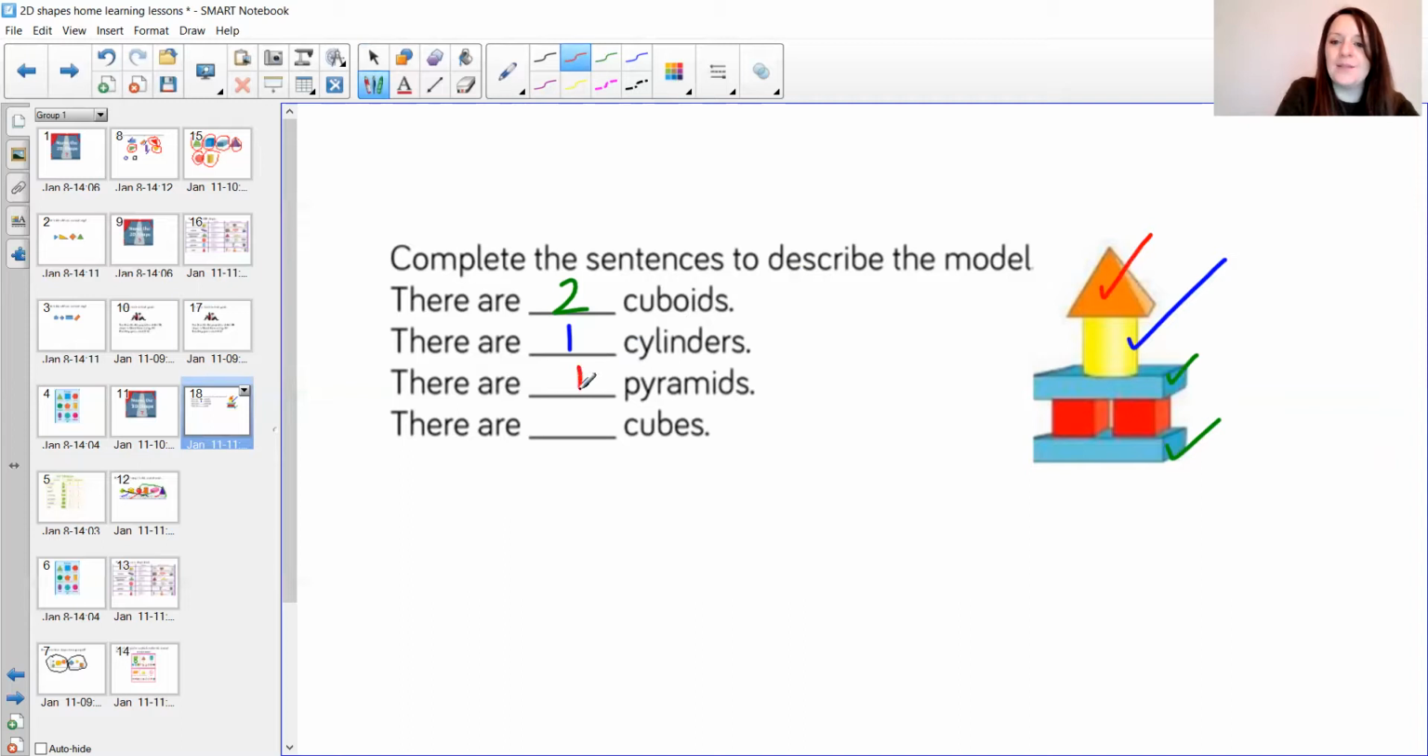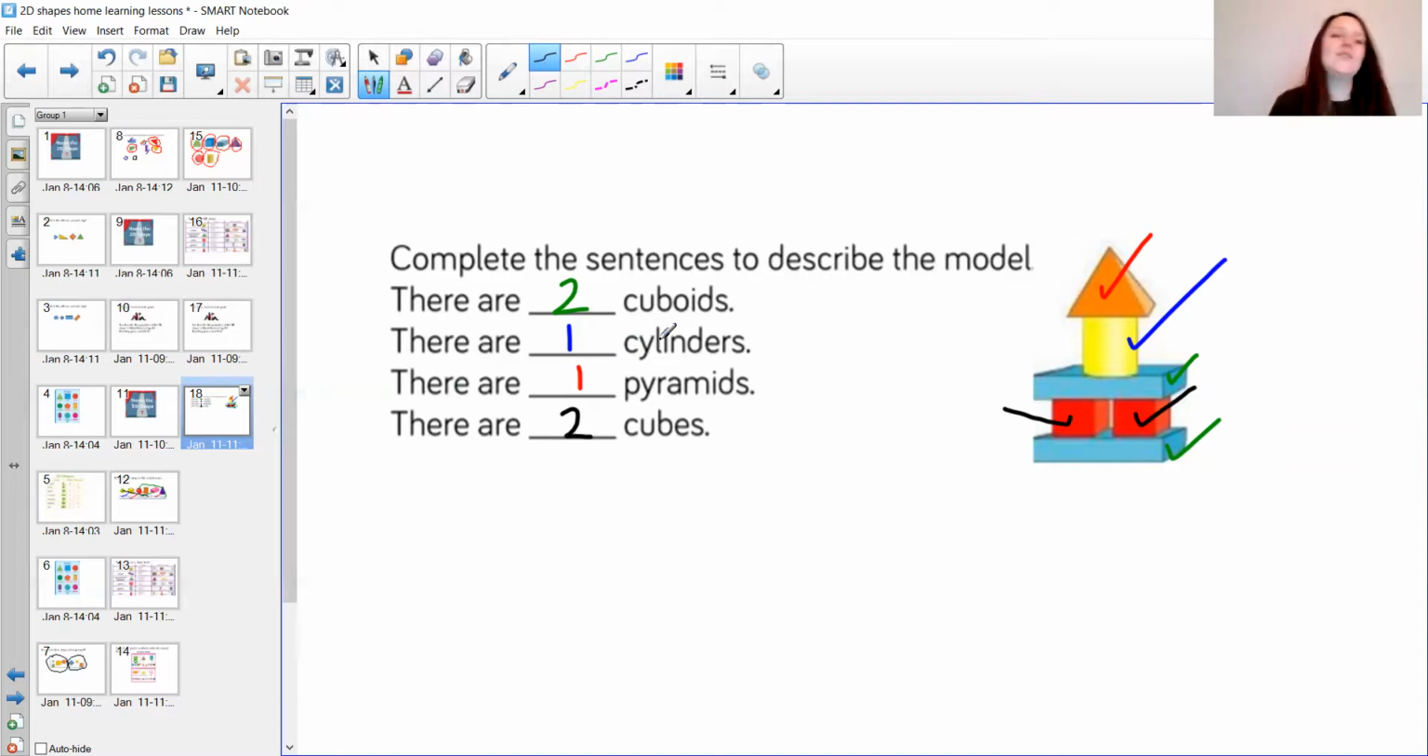1 pyramid there. And finally, it says there are cubes. How many cubes can you see? You should be able to see by what's left. That's right. There is a cube here and a cube here. That means there are 2 cubes. Fantastic. Well done, everyone. There are 2 cubes there.